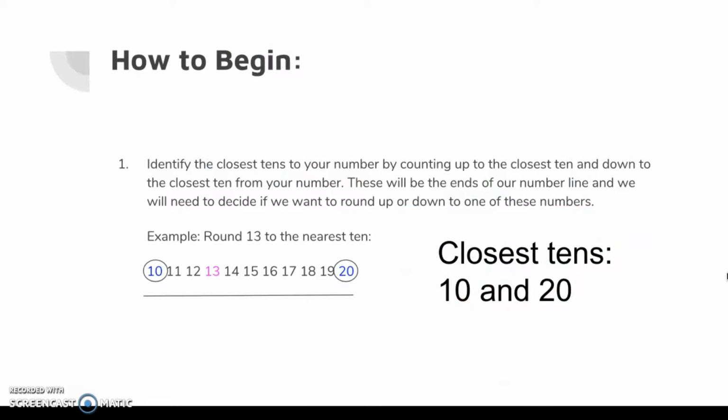How to begin: identify the closest tens to your number by counting up to the closest 10 and down to the closest 10 from your number. These will be the ends of our number line, and we'll need to decide if we want to round up or down to one of these numbers.